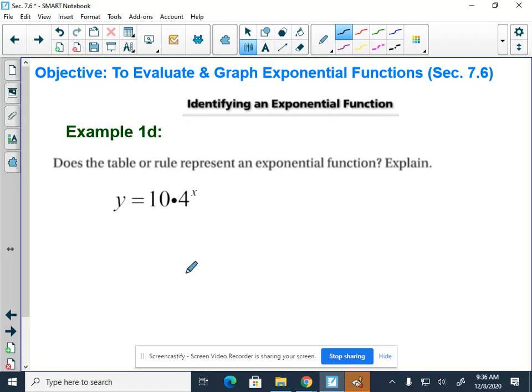The next one, does that look like an exponential function? Yes or no? y equals a times b to the x. Okay. Yes. And basically, as simple as we can make it, x is the exponent. Okay.